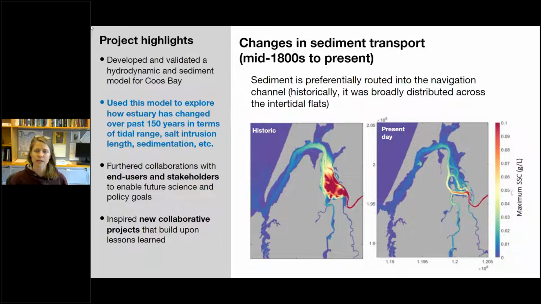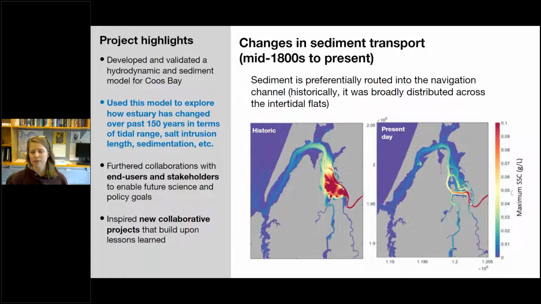In the historic case, when the river discharged naturally to this broad network of shallow distributary channels on top of the intertidal flats, a lot of that sediment was able to be broadly dispersed throughout those tidal flats. In the present day case on the right, that channel has been dredged out and the river is now much better connected to the main navigation channel.